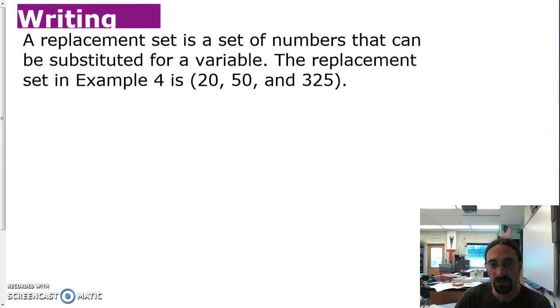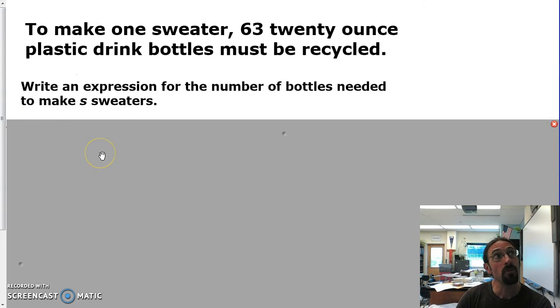A replacement set is a set of numbers that can be substituted for a variable. So again, when you evaluate an expression for these numbers, 20, 50, and 325, you're going to get a different answer for each one. Let me show you a different example here, and we'll try it. So the problem states to make one sweater, 63 20-ounce plastic drink bottles must be recycled. Write an expression for the number of bottles needed to make S sweaters.